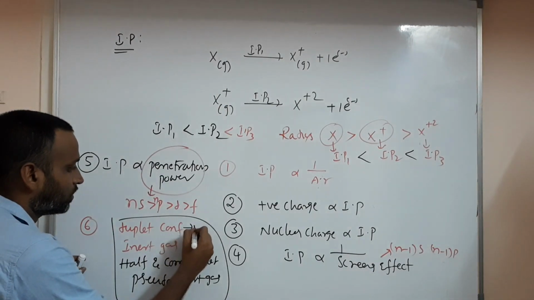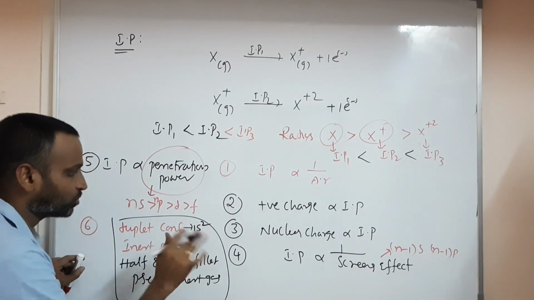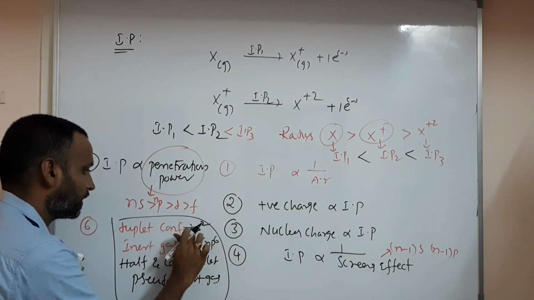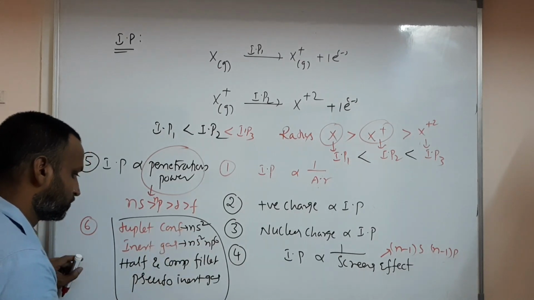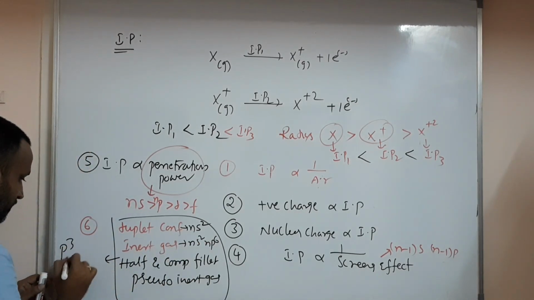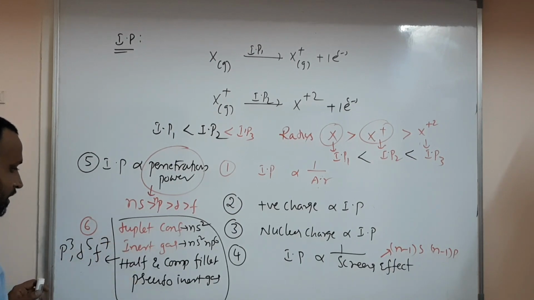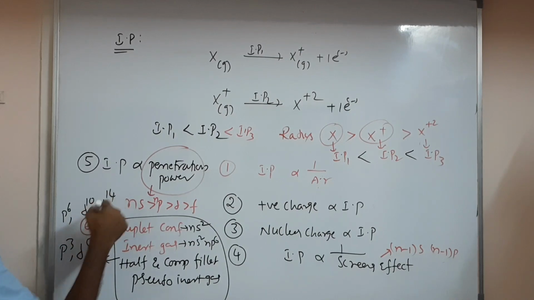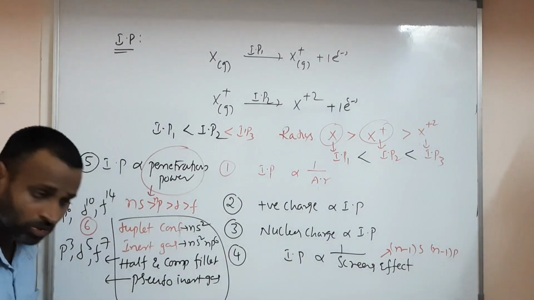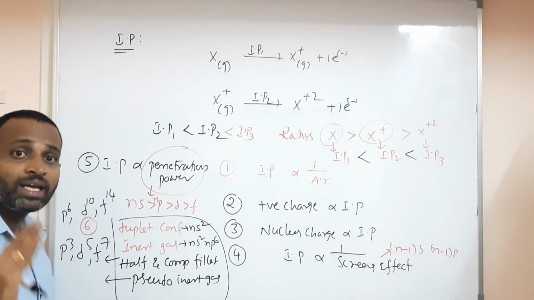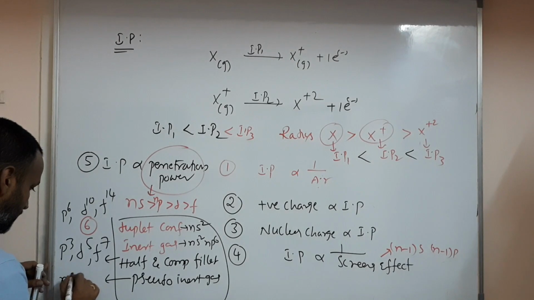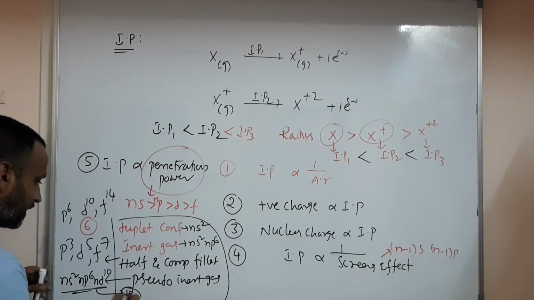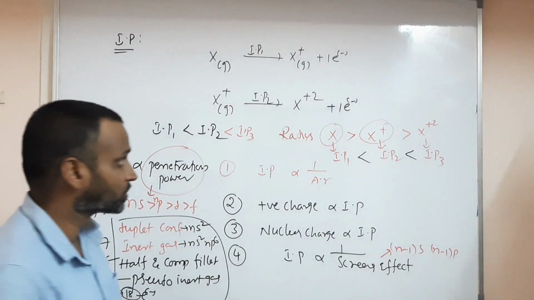Duplet means 1s2, 2s2, like this. Simply ns2. Inert gas means ns2, np6. Half-filled or completely filled means p3, d5, f7 are half-filled. Completely filled means p6, d10, f14. Pseudo inert gas configuration means having 18 electrons in the outermost shell, that is ns2, np6, nd10. Total 18 electrons in the outermost.